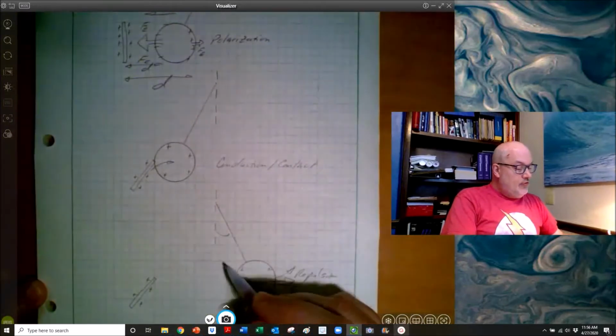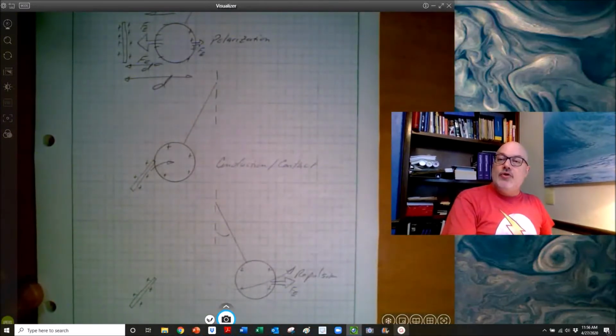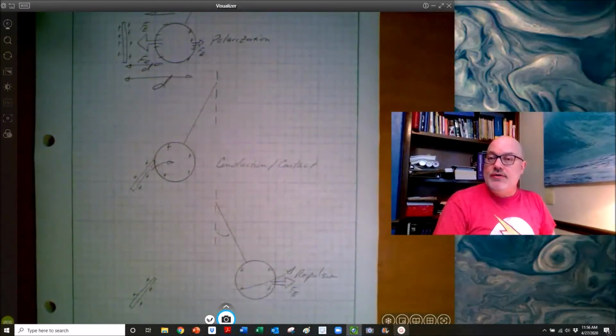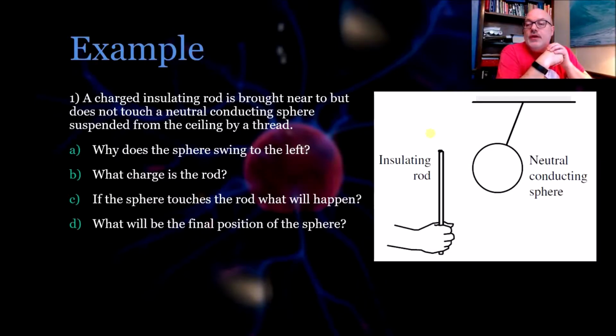So it'll end up swinging to the right of vertical. Now let's see if we answered all of our questions. It says, why does the sphere swing to the left? Because it's polarized, there is a charge separation, and so there is a net attraction between the insulating rod and the neutral conducting sphere. What is the charge of the rod?